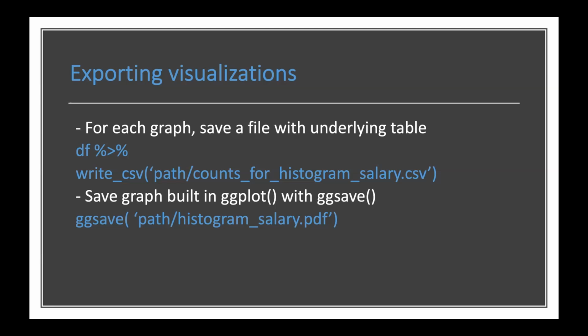And as we talked about in the first slide, just as a reminder, in terms of saving graphs built in ggplot, you can save those using ggsave. Ggsave will save the most recent visualization you have run using ggplot. And it works in the same way as write CSV, where you include the path, and then the final slash would be what you prefer to call the visualization, and then .pdf, so it saves as a PDF. So in this case, you would be saving a file as histogram_salary.pdf.